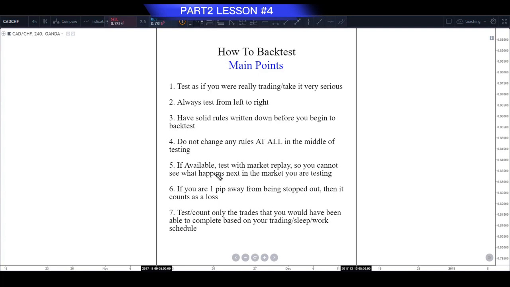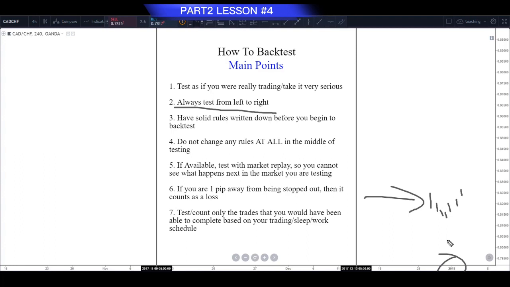Number 5 ties in with number 2, always testing from left to right, and that is if available. If your charting platform allows this, always test with market replay. What market replay will do is not allow you to see the future market data. You can replay the market from the beginning of 2018, from the beginning of 2016, however far back you test, and you won't be able to see any of the data after your current candle. It'll print the candles as if the market is trading live, but in replay mode with market data that's already happened, say from the beginning of 2018.